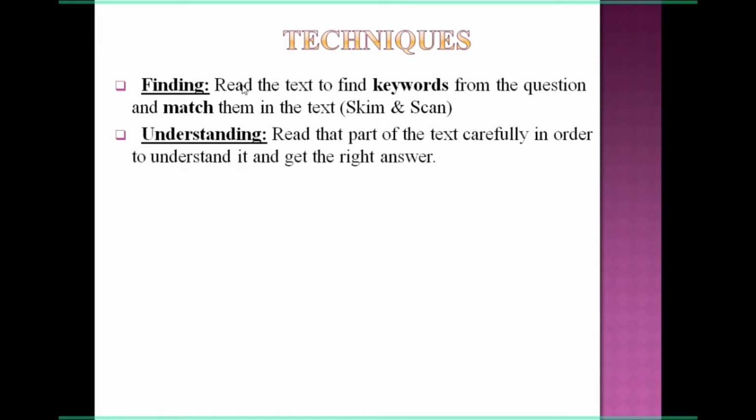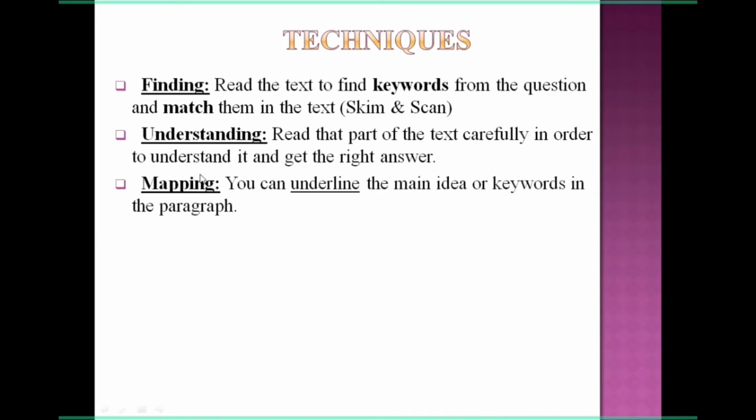Next technique is understanding. So after finding, you will have to understand. So what will you have to understand? Read the part of the text carefully in order to understand it and get the right answer. So after the finding technique, when you have matched that keyword in the text, understand that part, the consecutive sentences from that part, and get the right answer. There is another technique which is called mapping. In mapping, you will have to underline the main ideas or keywords in the paragraph while reading it, so you can easily get the right answer.